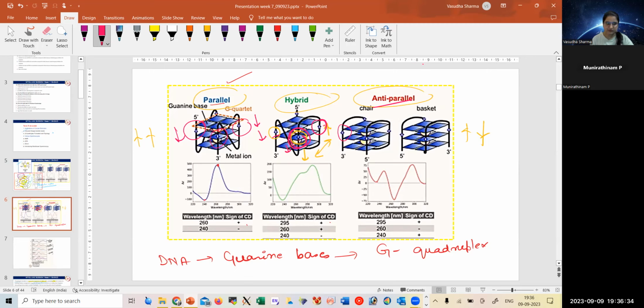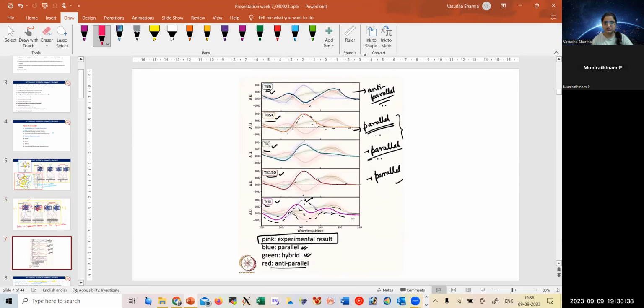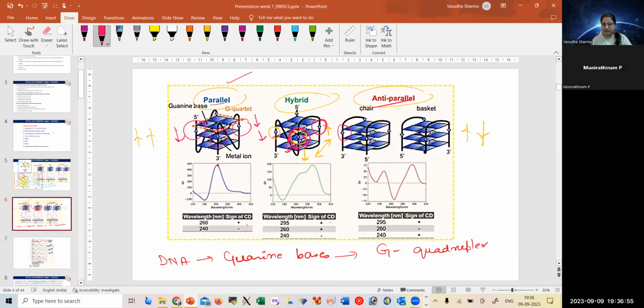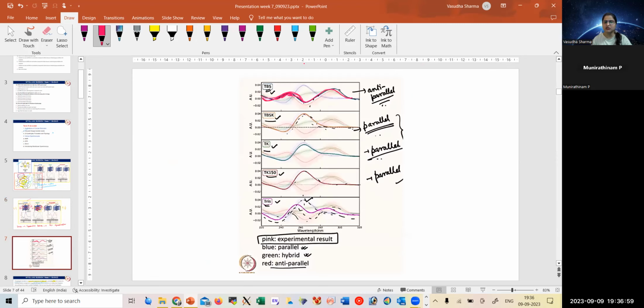Clear, ma'am. Okay. So as I was saying, CD spectra is very helpful. See this particular spectra. There is a red trace, blue trace, green trace, and pink trace. Just see this original one. We are having here one in the negative and two in the positive, that is an anti-parallel. So just looking at the spectra, we can tell, okay, this is anti-parallel.